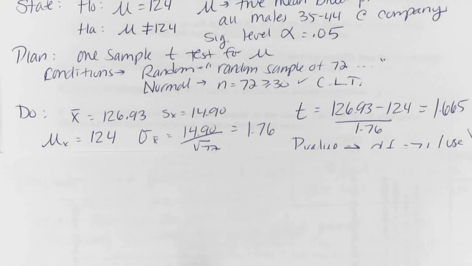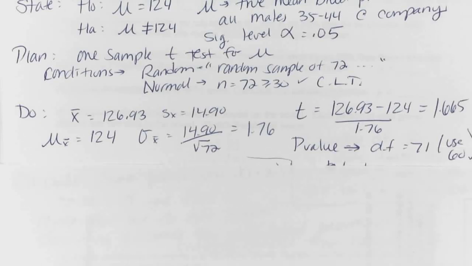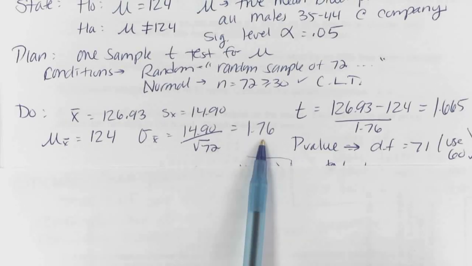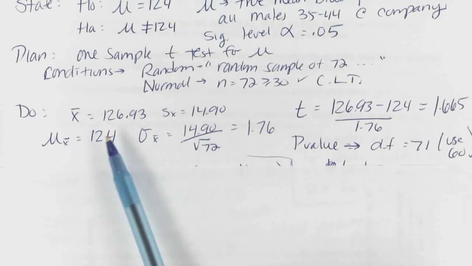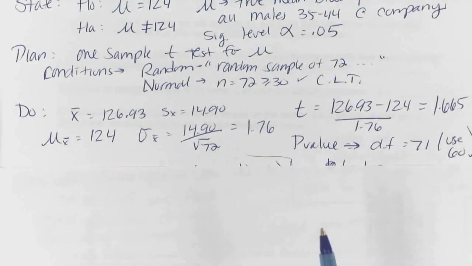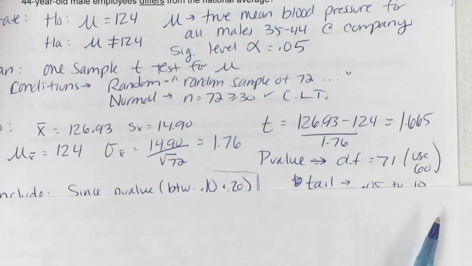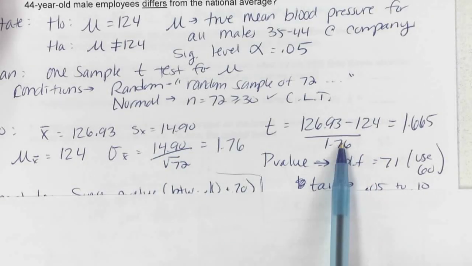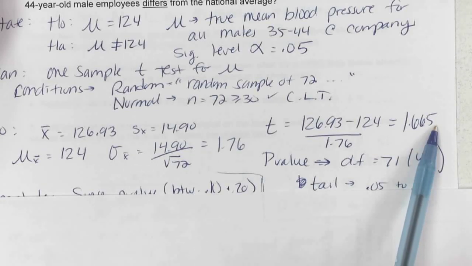The mean of the sampling distribution is 124. The standard deviation of the sampling distribution, as we assume from the null, is our sample standard deviation divided by square root n. So samples of size 72 will typically vary by 1.76 from a mean of 124. Convert that into our test stat. Let's slide over a little bit: our sample value minus what we assumed, divided by our sampling distribution standard deviation, to get our t-star value of 1.665.